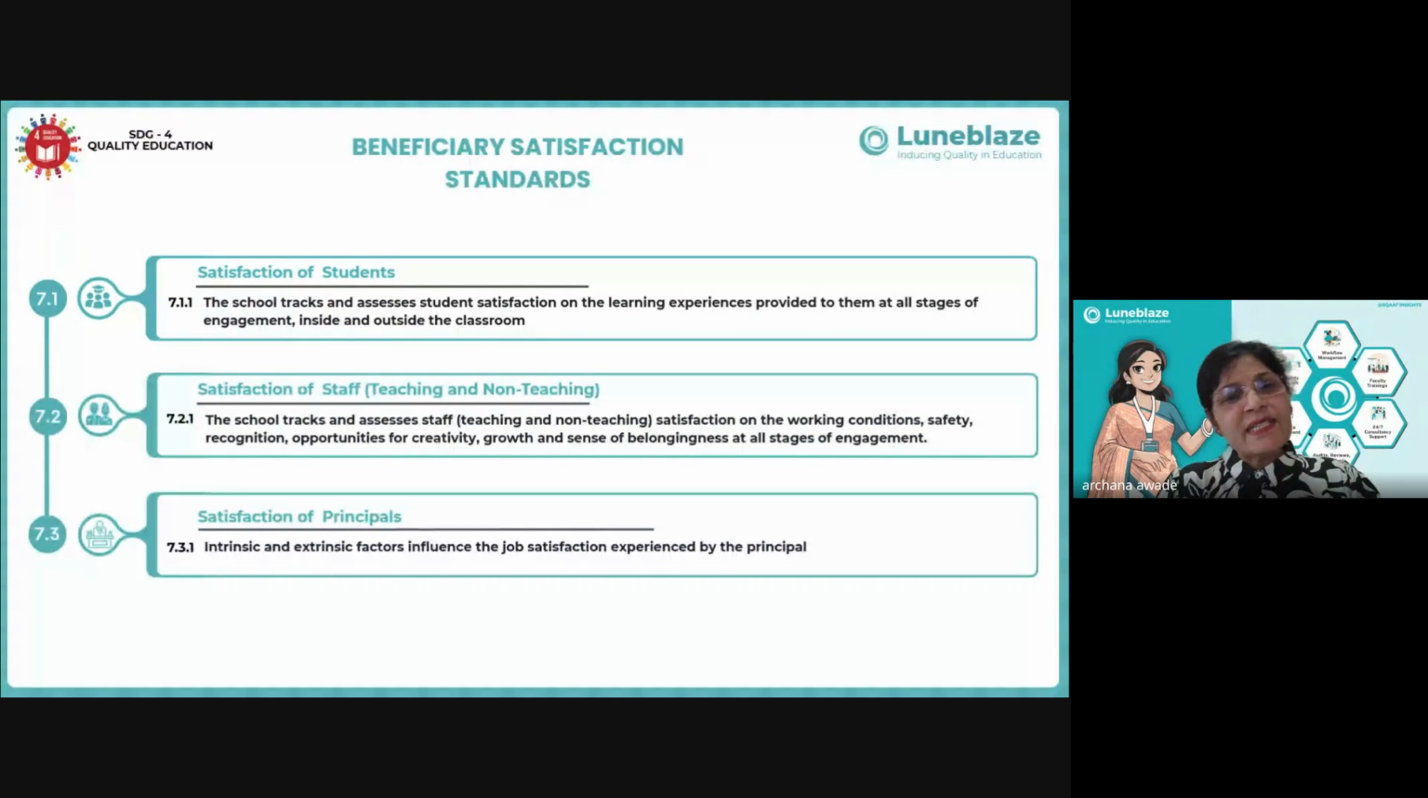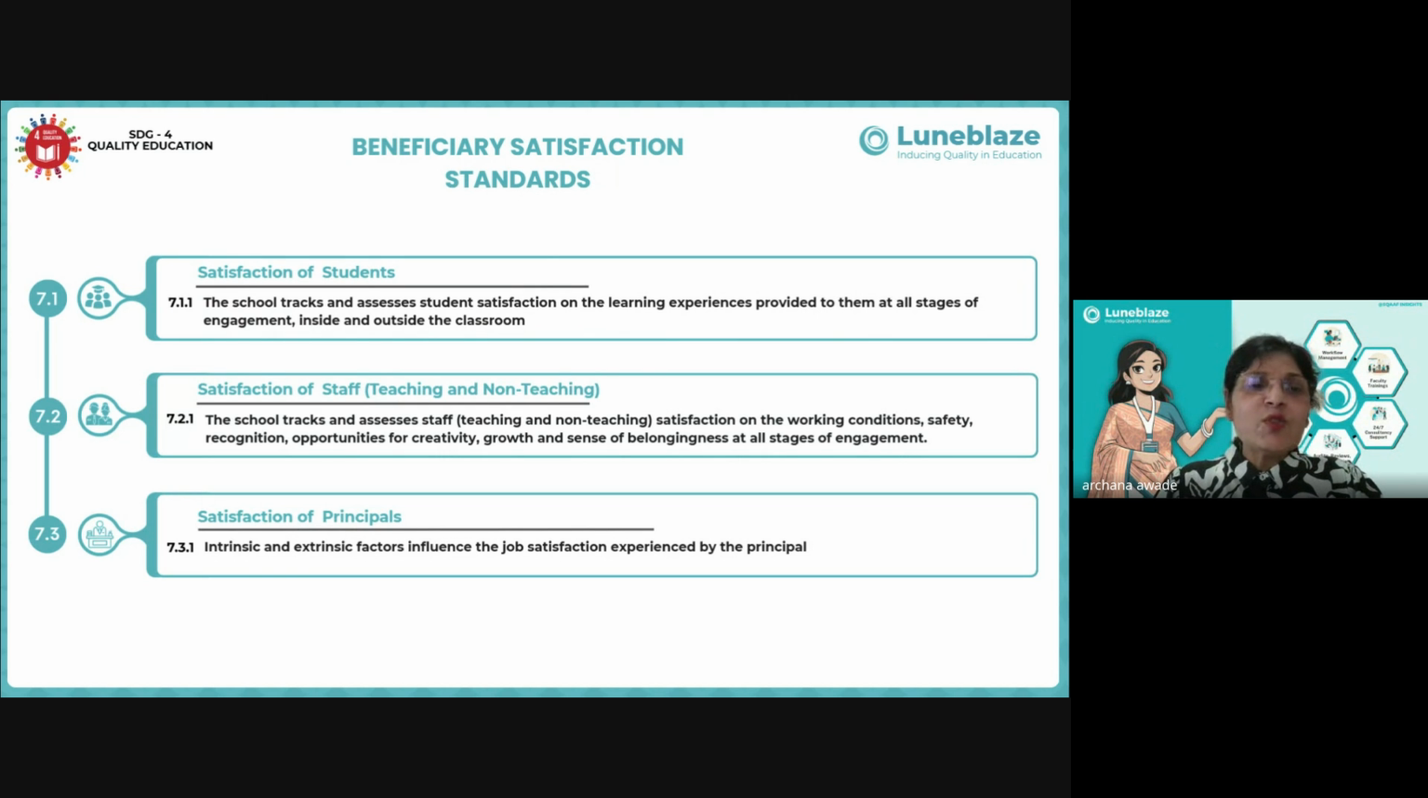We saw that beneficiary satisfaction has multiple subdomains: students, parents, staff, management, and more. But how do we actually measure or track satisfaction of these groups? That's where the standards come in. Standards provide a framework for schools to assess and monitor satisfaction in a structured and meaningful way. What is the standard statement provided by the SQAAF framework to measure the satisfaction of students? The standard statement is: the school tracks and assesses students' satisfaction on learning experiences inside and outside the classroom.